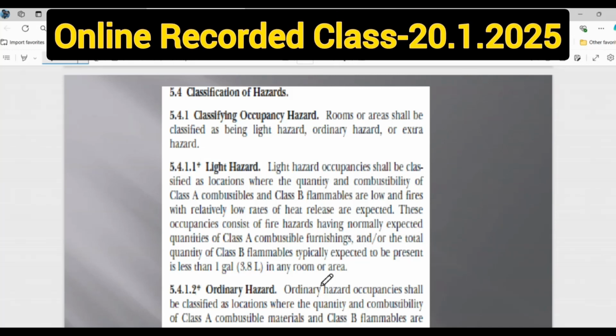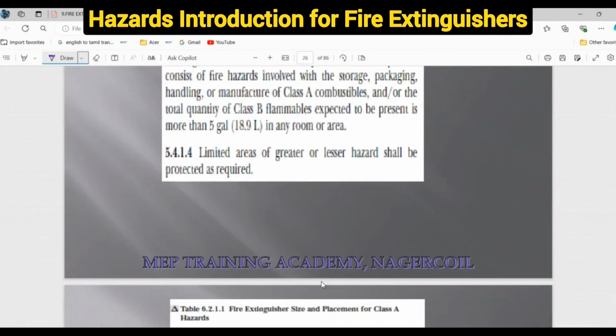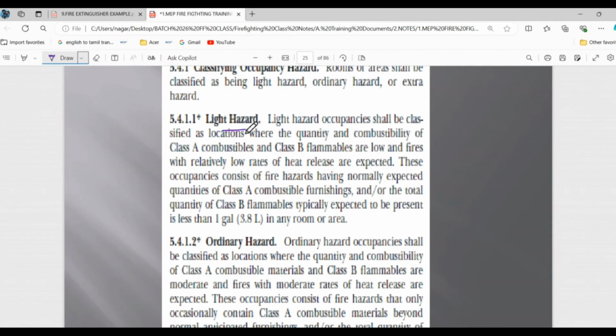Okay, so here, same like our sprinkler light hazard, ordinary hazard, extra hazard. Fire extinguisher also has the light hazard, ordinary hazard, and extra hazard requirement. So first, in the light hazard, the concept is simple.